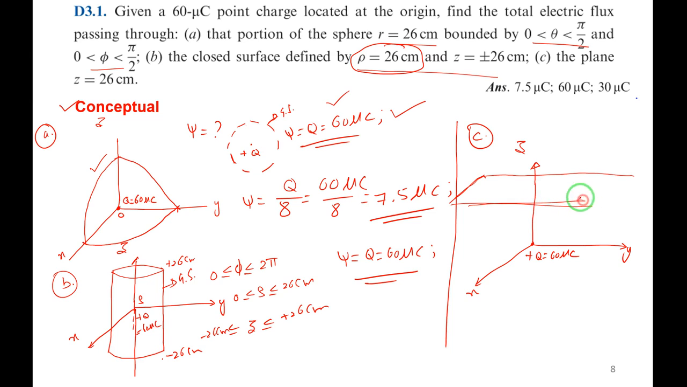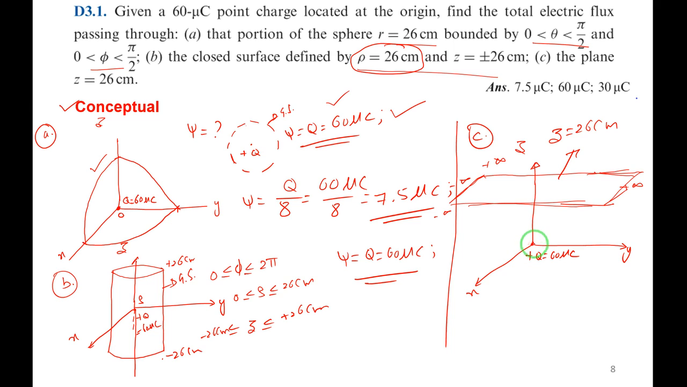This is the plane, but it is an infinite plane. What I have drawn is finite. So just above this charge is the plane z equal to 26 centimeter. This plane extends from minus infinity to plus infinity along the X axis, and then from minus infinity to plus infinity along the Y axis, which means an infinite sheet, z equal to 26 centimeter. It is covering that entire thing, right?